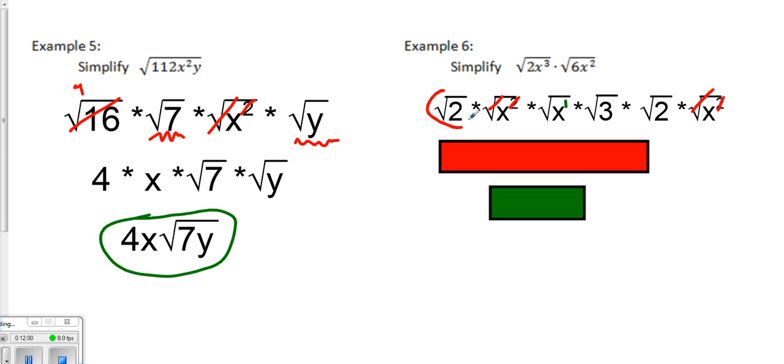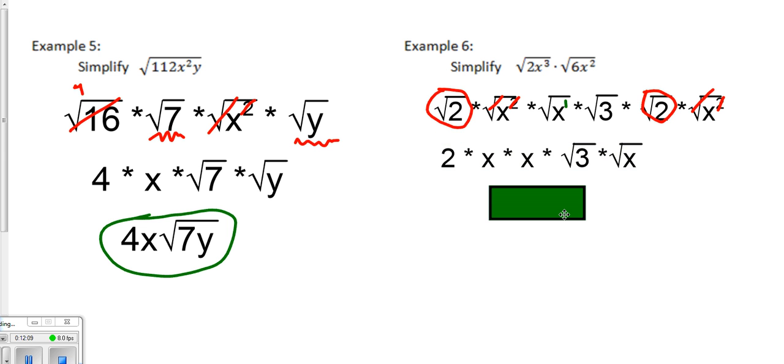Also, as I look at these, I see square root of 2 and another square root of 2. So those will simplify to just 2, which means I've got 2 right here and here. So that went right here. I've got an x right here. I've got another x right here. And then a square root of x and a square root of 3. So 2 times x times the square root of 3 times the square root of x.